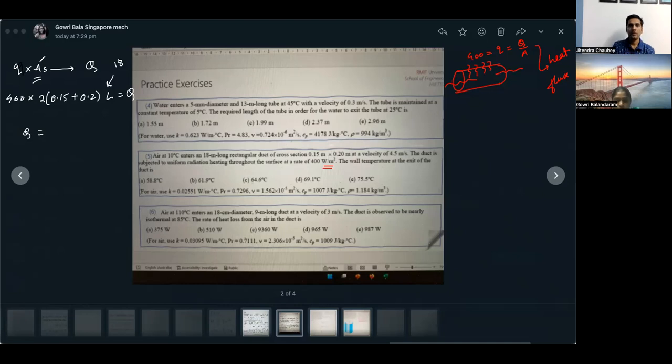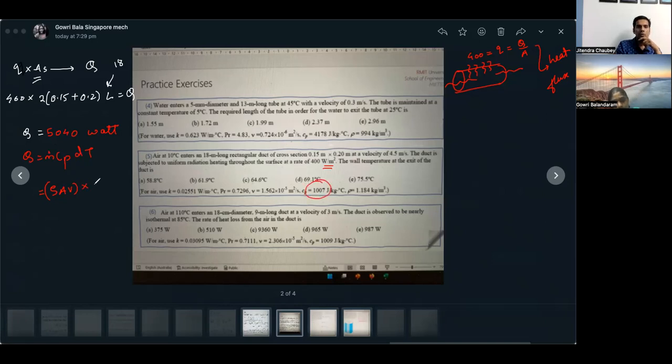So what would be the value? It is 5040 watt. So this much heat is getting into the air per second. This can be equated to m Cp dt. What is m? m is the mass flow rate, which is rho A V: density, area, velocity, m dot.